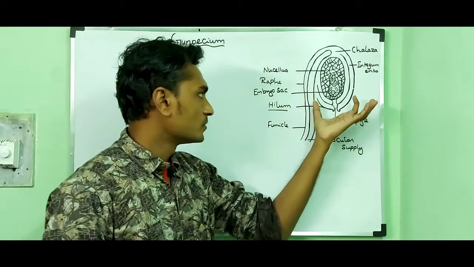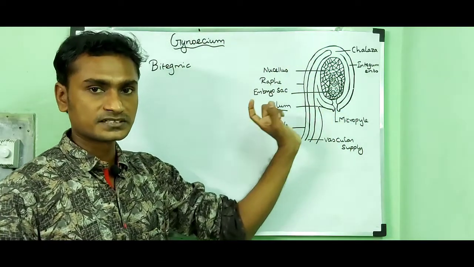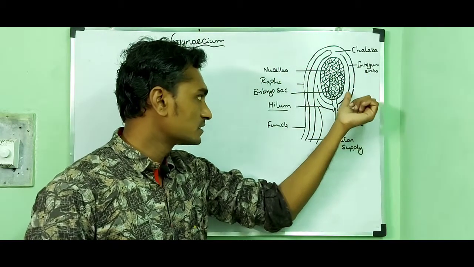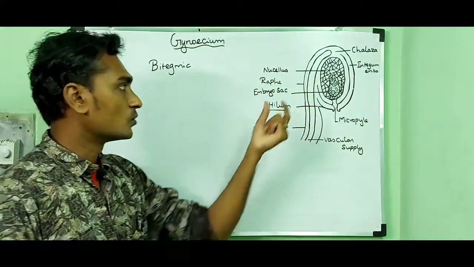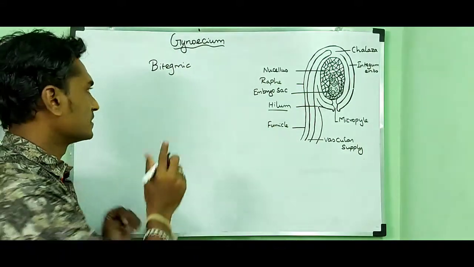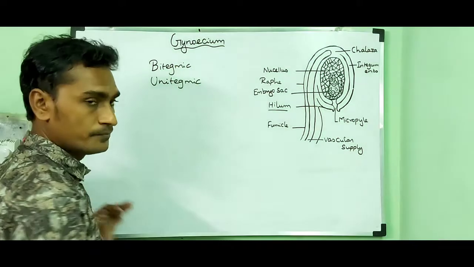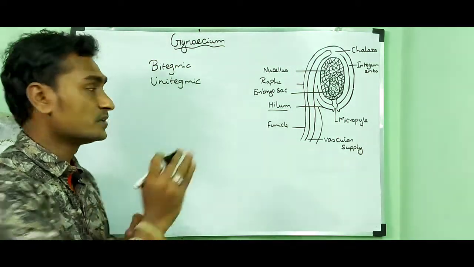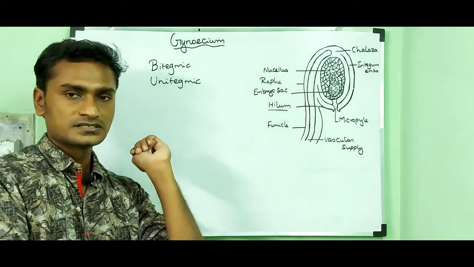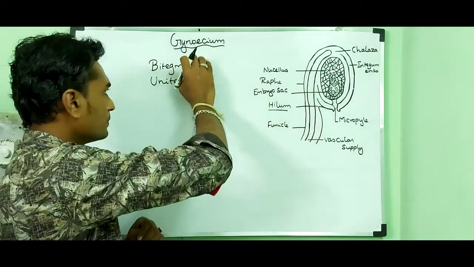The layer covering this ovule or megasporangium acts as a protective coat. That is called the integument. How many integuments does this ovule have? Two: outer integument and inner integument. So that ovule is said to be bitegmic. If the ovule contains only one integument, it is said to be unitegmic. In angiosperms, most ovules contain two integuments and are said to be bitegmic.